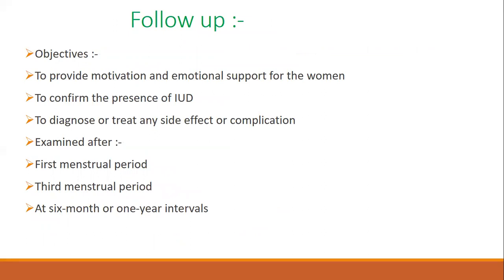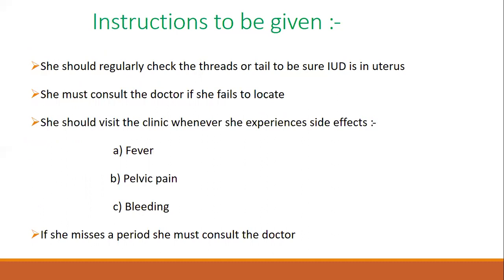What are the objectives? To provide the motivation and emotional support for the woman, to confirm the presence of IUD, to diagnose or treat any side effects or complications. They should be examined after first menstrual period, third menstrual period, and at 6 months or 1 year interval. And what are the instructions we have to give to the patient? She should regularly check the threads or tail to be sure IUD is in uterus.